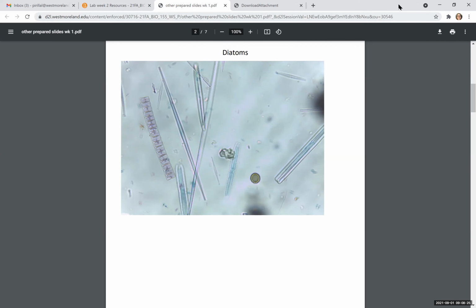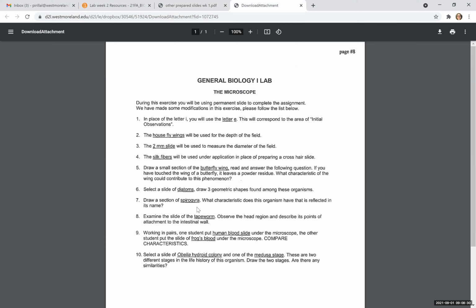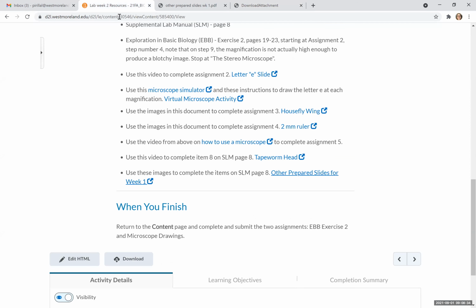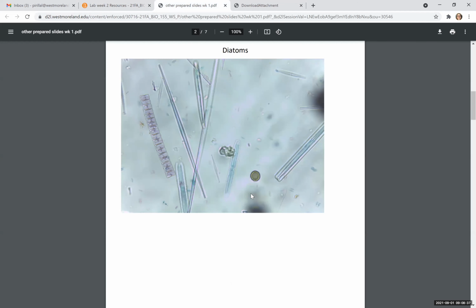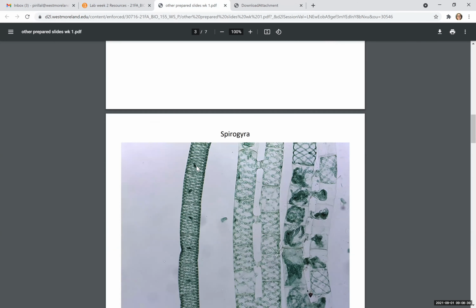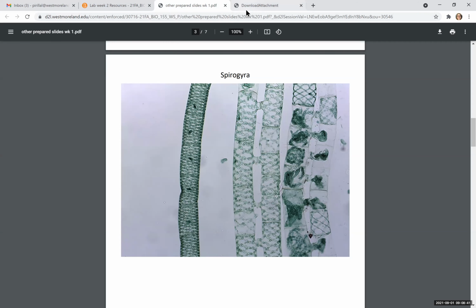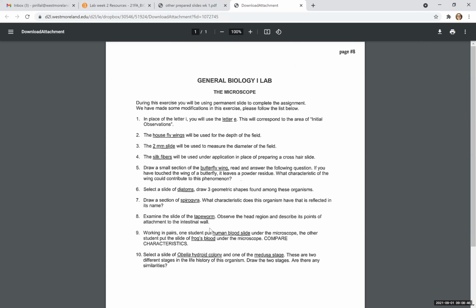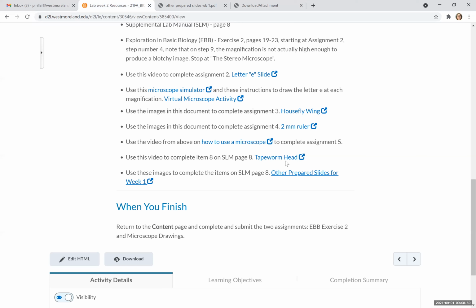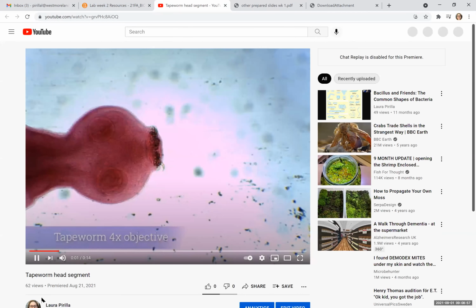And then the next item. Draw a section of spirogyra. Right, no spirogyra here, so that must be in this other prepared slides, and here it is. And then the slide of the tapeworm. Here's the tapeworm head. And it's a video.